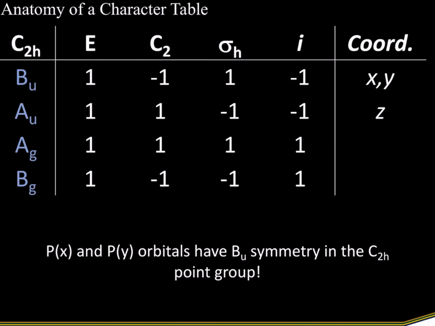We can extend this analogy and say that both the x and y axes actually match what happens with the px and py orbitals. So both the px and py orbitals have Bu symmetry under this point group. If we think about an axis, looking here at our x-axis, we have our origin, and this extends towards negative x.